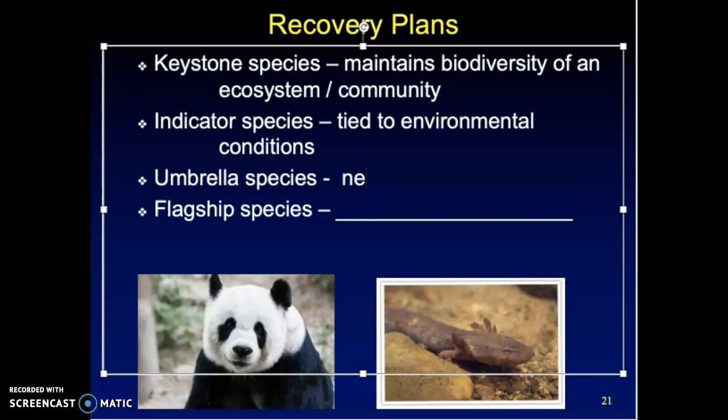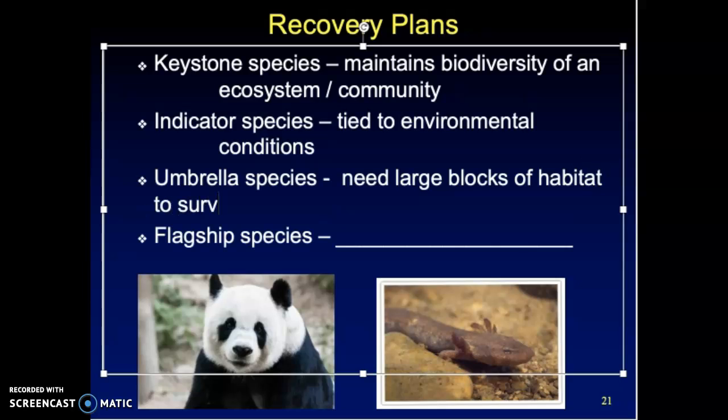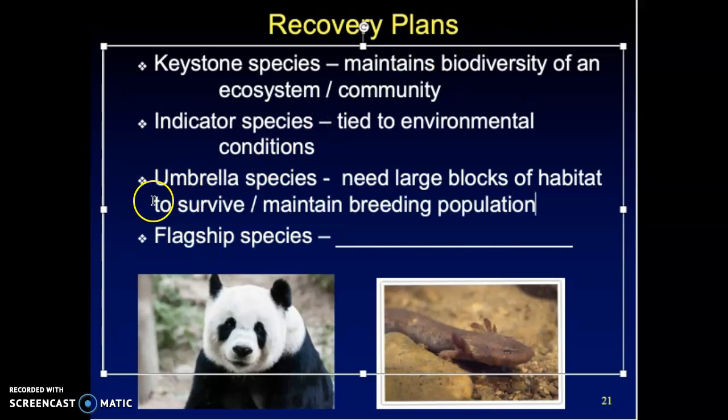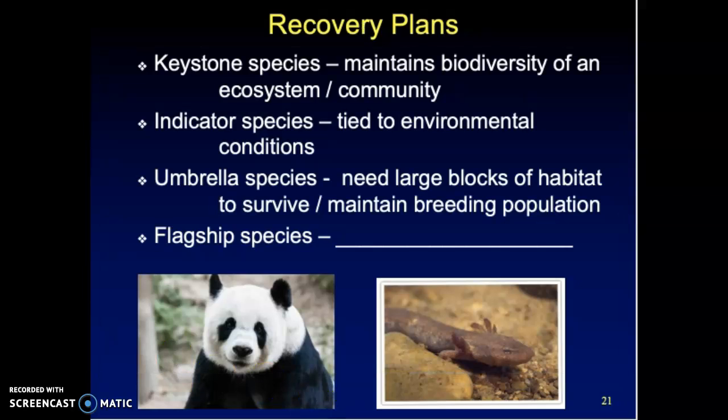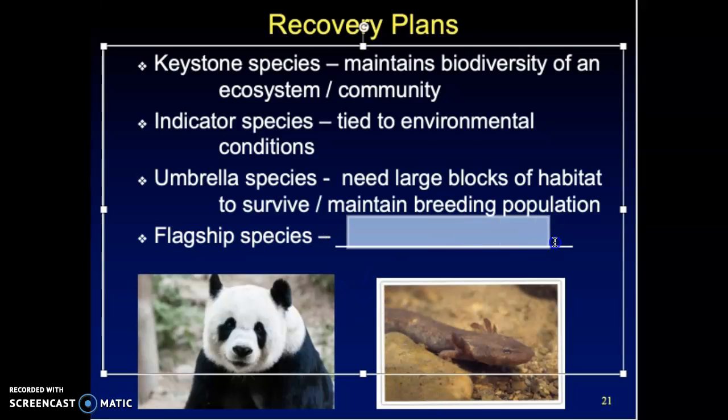Umbrella species. Okay, so umbrella species are species that need large blocks of habitat to survive and to maintain a breeding population. Grizzly bear, that's an umbrella species. That can also be a keystone species. That one can tug at heartstrings, save the grizzly. So could a jaguar. So again, we need to be selective with what species we're promoting as the one we're trying to save. And then the last one is the flagship species.